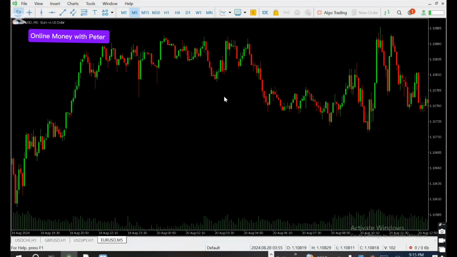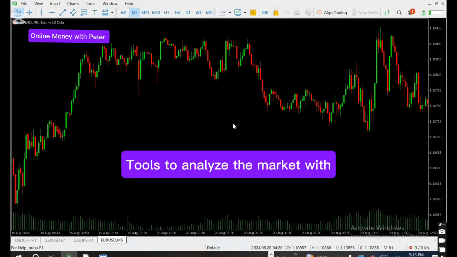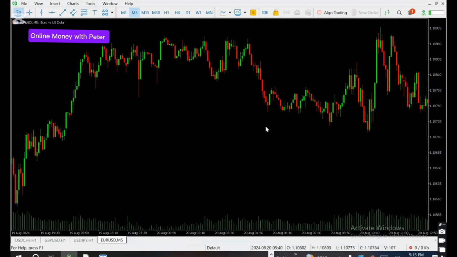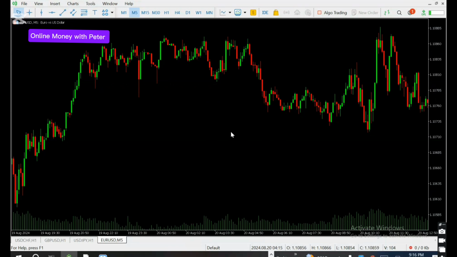And then what are the tools that you can use to analyze the market? The tools that are used to analyze the forex market are called indicators. There are several of them, so many thousands of them, and of course you cannot use all the indicators. You have to choose the one that suits your trading style, depending on the trader that you are, your trading plan, your strategy, and all that. Then you choose the one that flows along with your strategy.